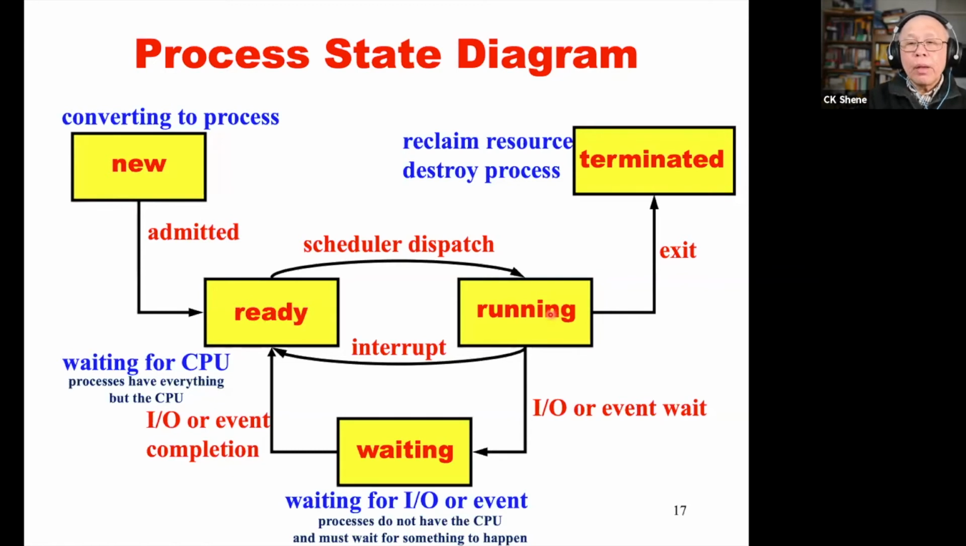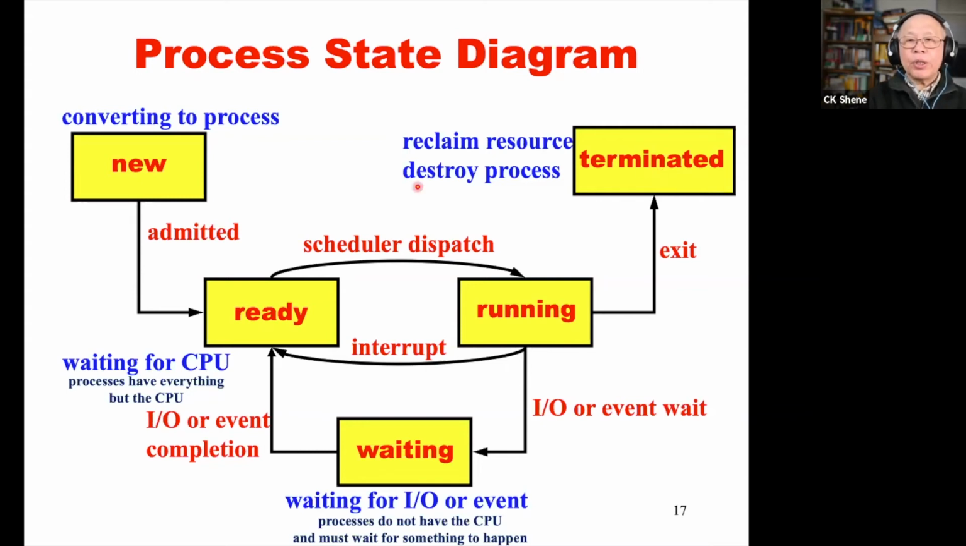Eventually, this program terminates by calling the exit function, or after executing its last statement, or this program made a mistake. So this program will be put into the terminate state. The operating system reclaims all the resources allocated to this process. After all resources are reclaimed, the operating system simply destroys this process and gets the memory and so on back. After that, this process is gone from the system.